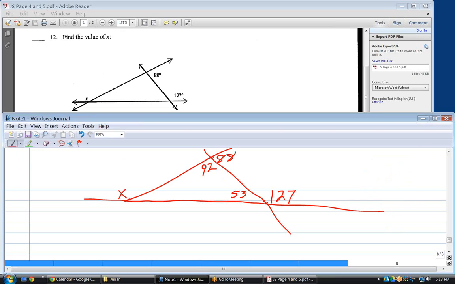Now, the way I got 92, I know that if this is 90, this would be 90, right? Well, this is 2 short of 90, so this has to be 2 more than 90. So I didn't do the same math there. I did a different technique. But it's okay. The technique I use doesn't matter. Whatever gets you to the number accurately and quickly is what you want.